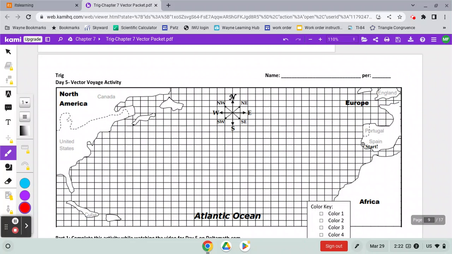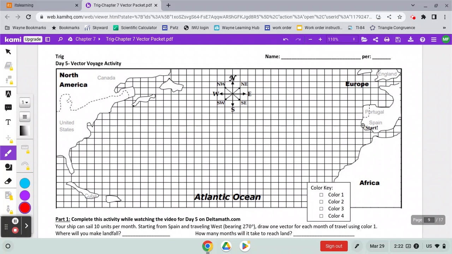Day 5. Today is the vector voyage activity. We're going to be looking at vectors and examining this scenario where we are setting sail on a ship from Spain, traveling across the Atlantic Ocean. We're going to see how different vectors influence our ship's position.